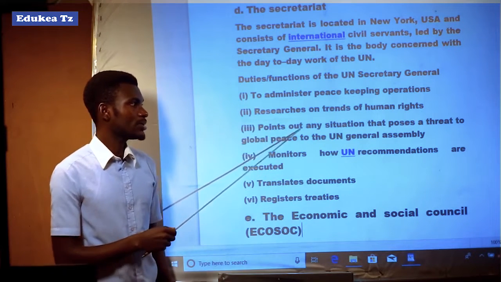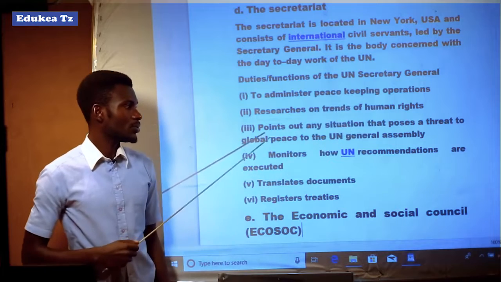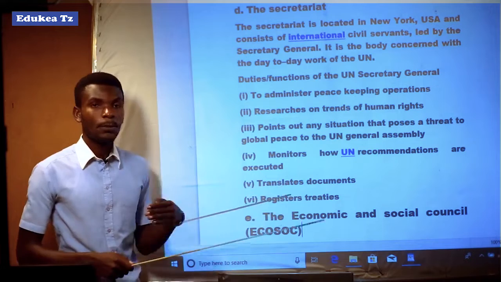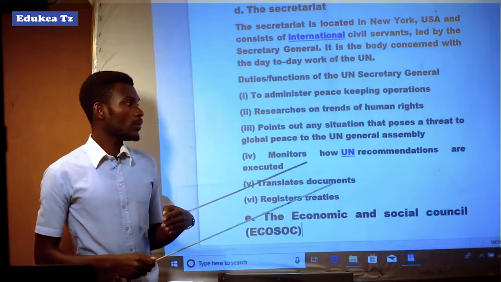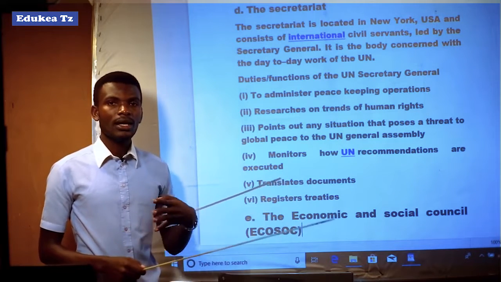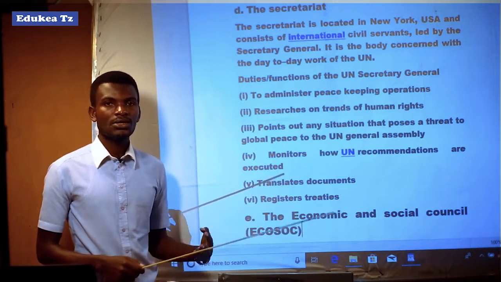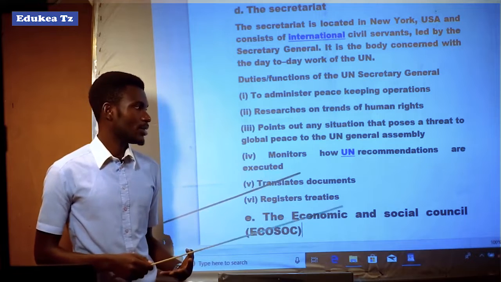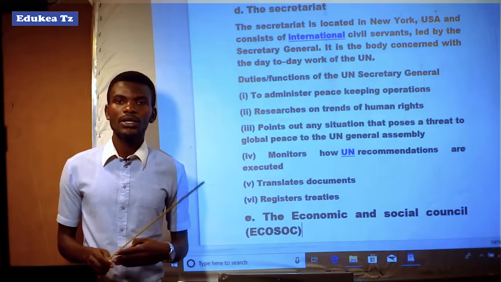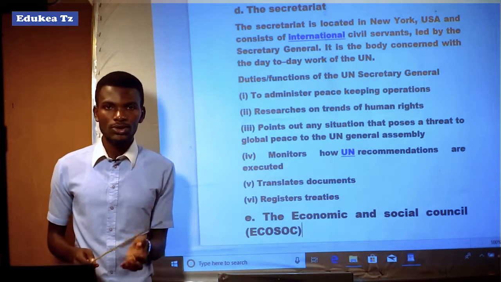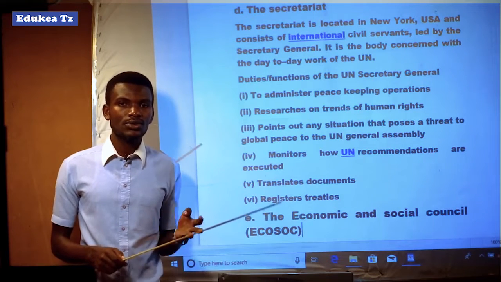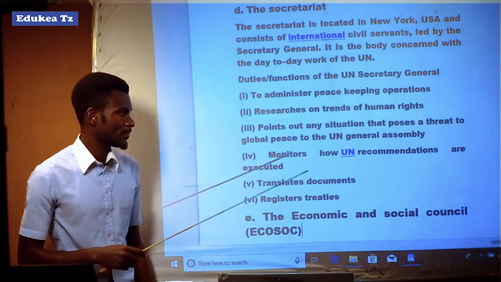Another, it points out any situation that poses a threat to global peace to the UN General Assembly. It means the Secretary General points out to the General Assembly the situations that can lead to a threat to world peace or global peace.